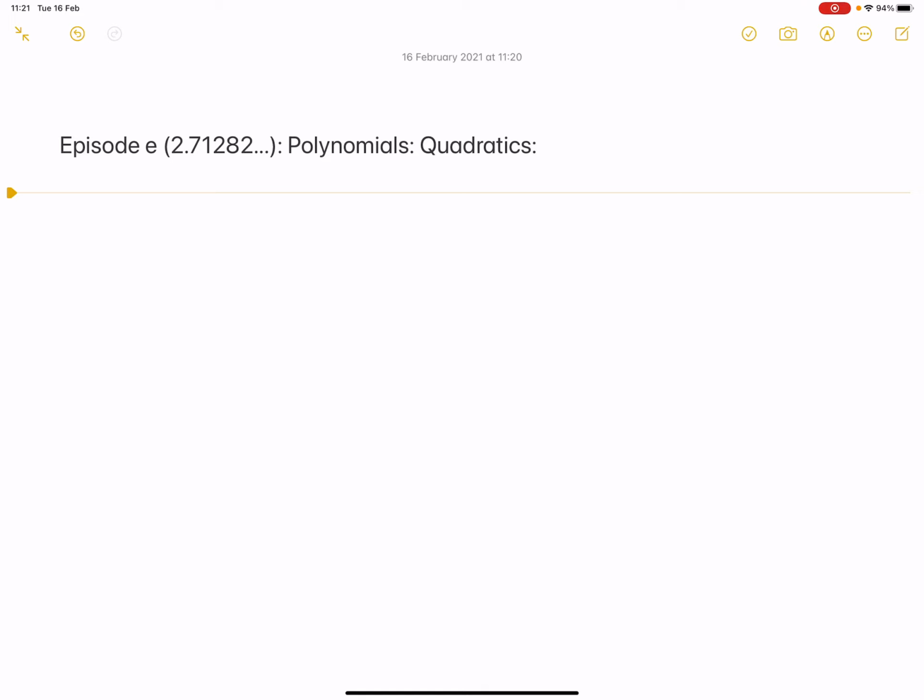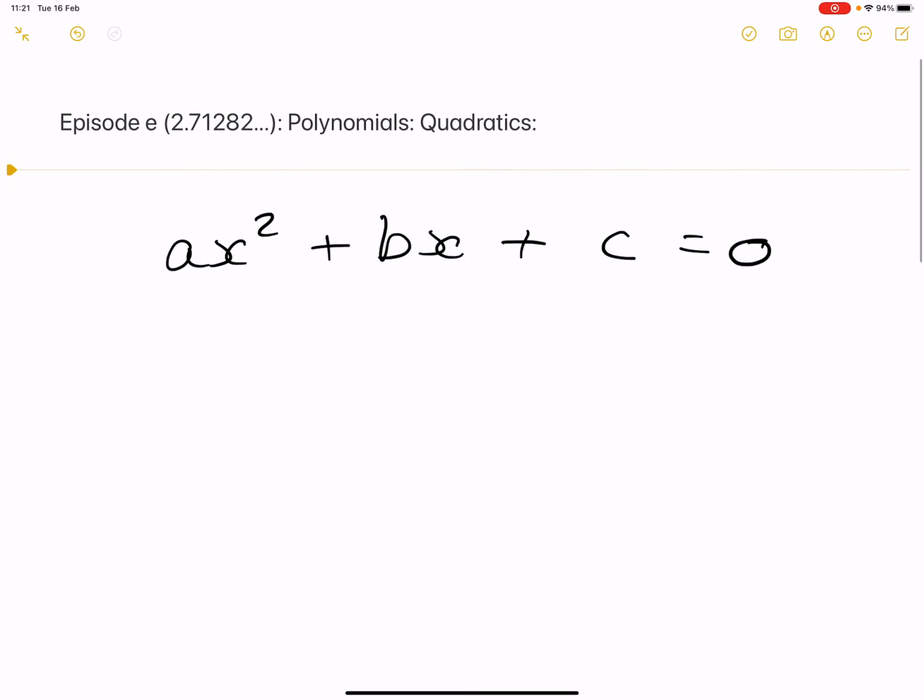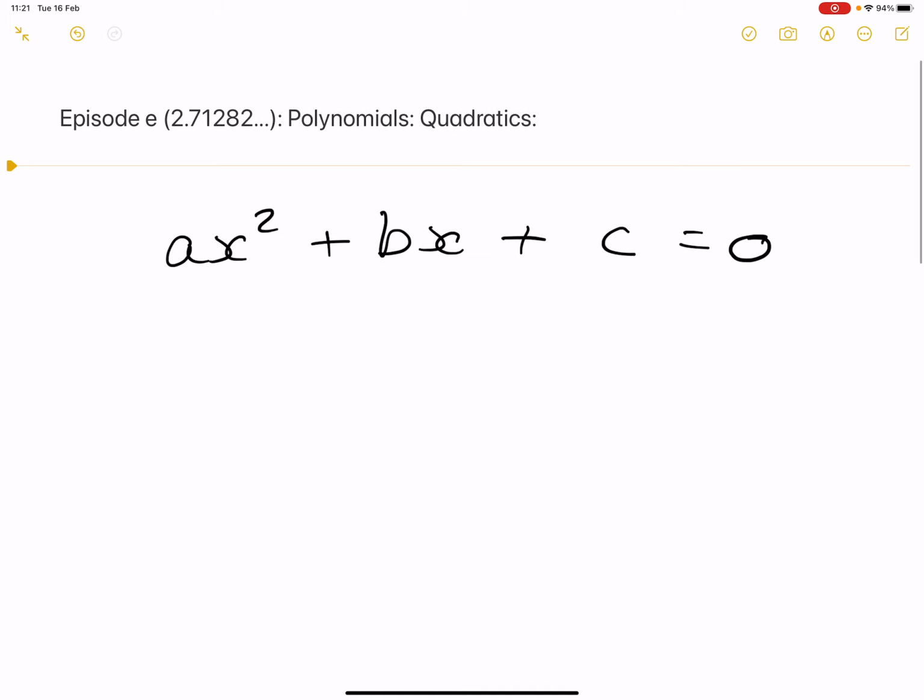So the basic quadratic equation is of the form ax squared plus bx plus c equals 0. And the first step when solving any quadratic is to divide through by a.